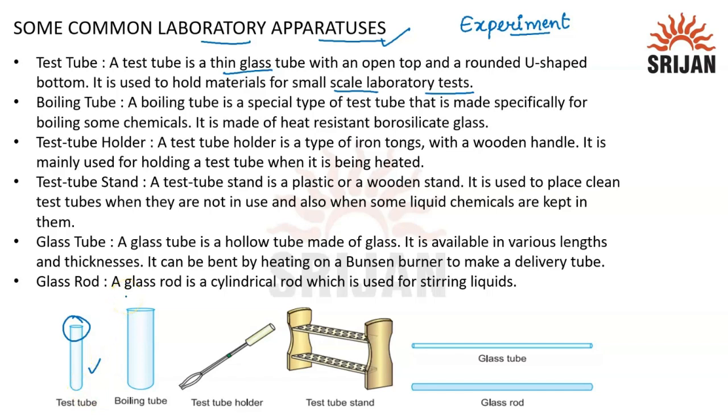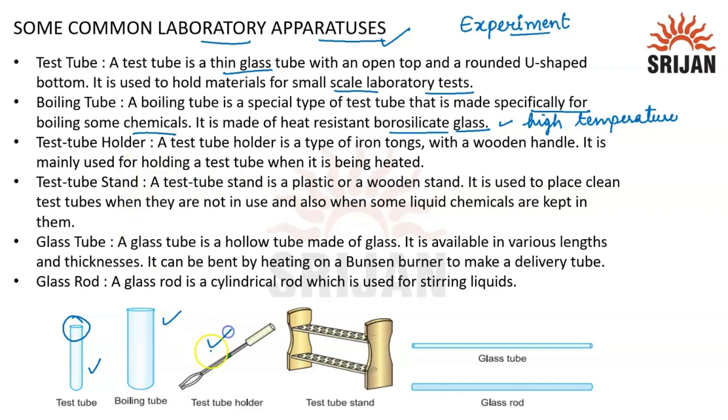Then we can see the boiling tube. It is again looking like a test tube only. It's a special type of test tube that is made specifically for boiling some chemicals, and it is made up of heat resistant borosilicate glass. This borosilicate glass is resistant to high temperature, means when we are heating it at high temperature, it will not break. So that's why it is used.